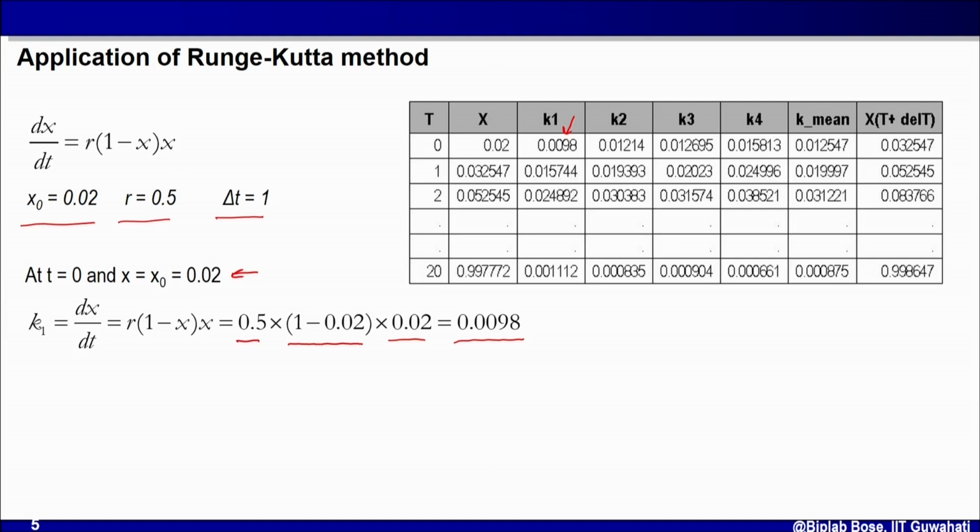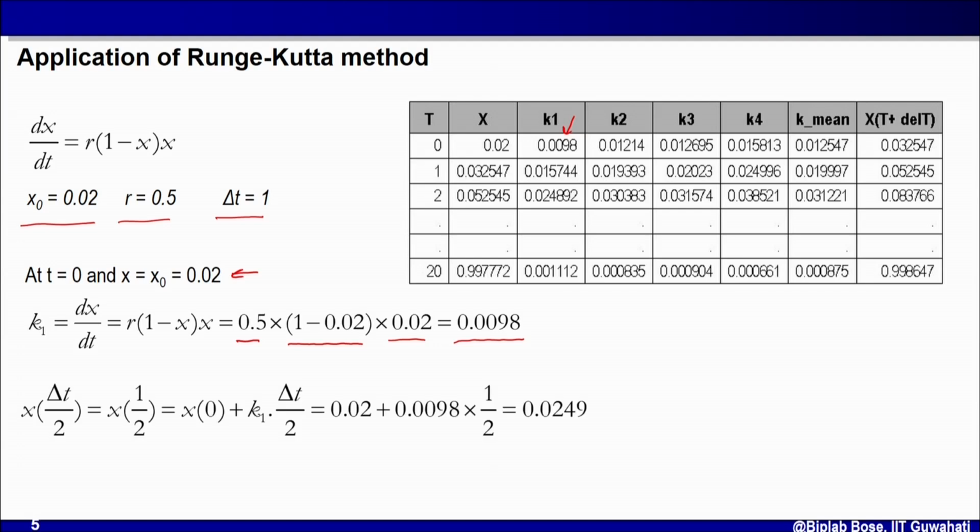Now I have to draw a line at this value of x and t having a slope k1, and that I will extend up to delta t by 2 time. So the new value of x there will be x at delta t by 2, that is, remember delta t is 1, so x at 1 by 2 is equal to x at 0 plus k1 into delta t by 2. So x at 0 time point is 0.02, it is already given here, plus the slope I have calculated, so this slope comes here, into 1 by 2.